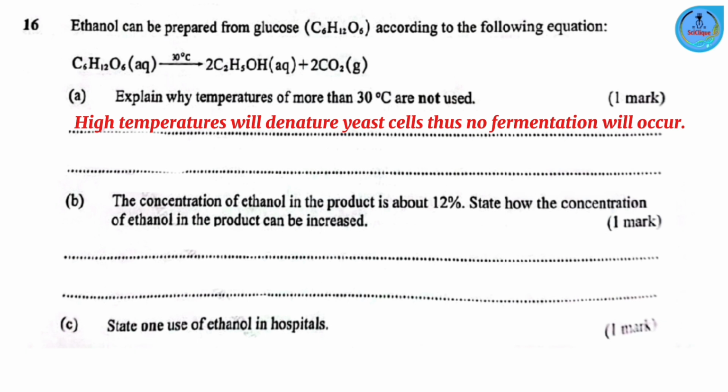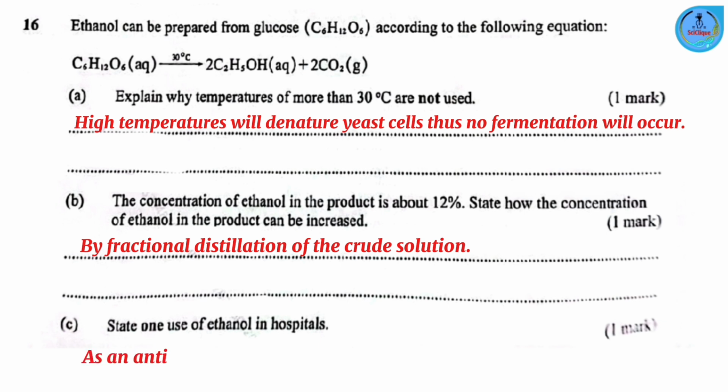Part B. The concentration of ethanol in the product is about 12%. State how the concentration of ethanol in the product can be increased by carrying out fractional distillation of the crude solution. Part C. State one use of ethanol in hospitals. This is used as an antiseptic.